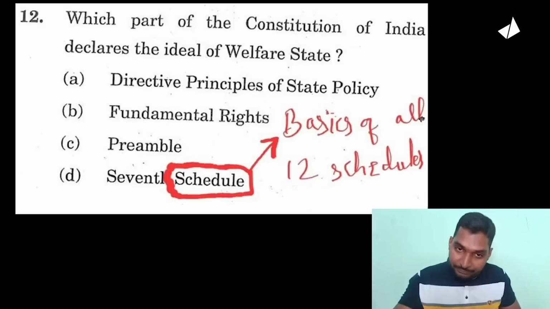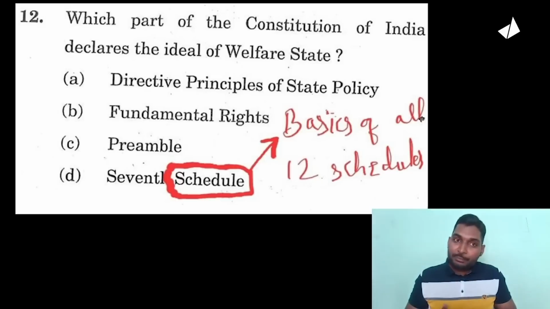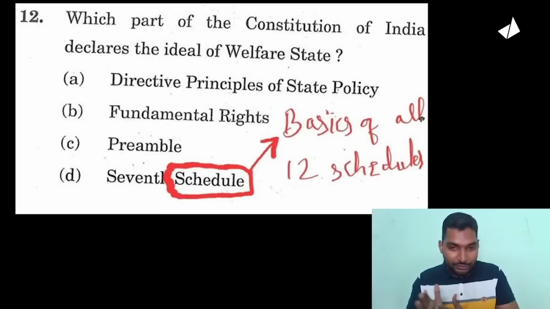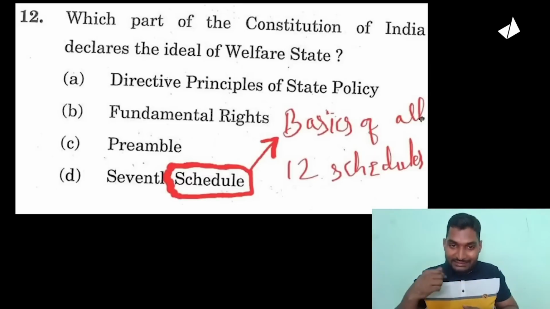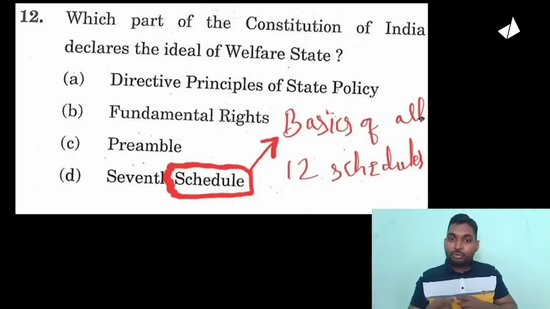Now moving to the next question. This is yet another question from 2020 paper. Which part of the Constitution of India declares the ideal of welfare state? Now in option D we have this term schedule, 7th schedule. Now we go with our levels of analysis. Level 1 analysis, we search the most pertinent aspects of 7th schedule, then we move ahead. Second level of analysis, then we go for the third level of analysis. We try to find out basics of all 12 schedules.